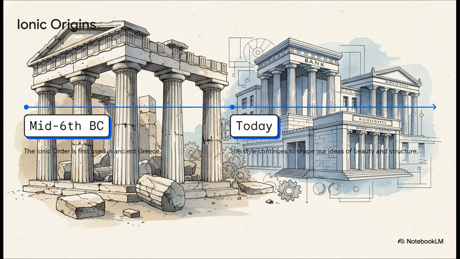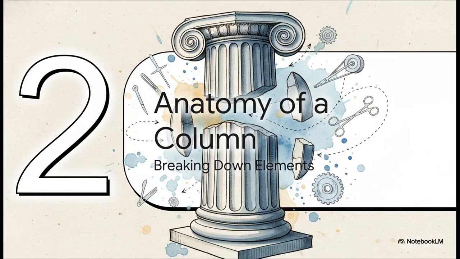But first, before we get into the nuts and bolts, just take a second to appreciate how old this is. The Ionic order isn't new. It first showed up way back in the mid-6th century BC. That means this style we're looking at has been shaping our ideas of beauty for over 2,500 years. Pretty wild, right? All right, let's get to the heart of it all.